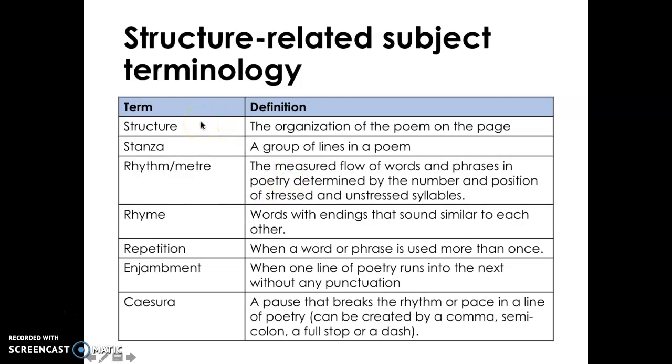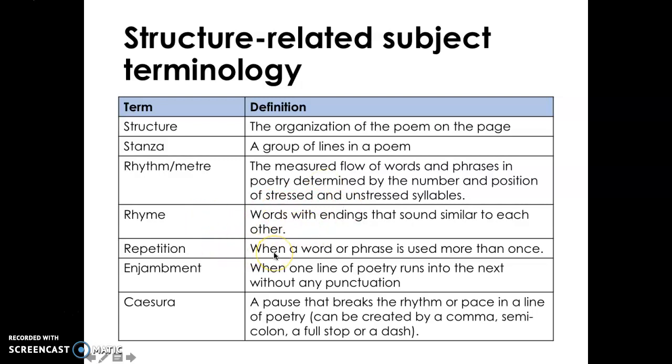So your task, grab a piece of paper, draw a table and include term and definition as your headings, and then begin to copy these into it. Okay, so we've got structure, which we know is the organisation of the poem on the page. Stanza, a group of lines in a poem. The rhythm or metre, the measured flow of words and phrases in poetry determined by the number and position of stressed and unstressed syllables. Rhyme, words with endings that sound similar to each other.